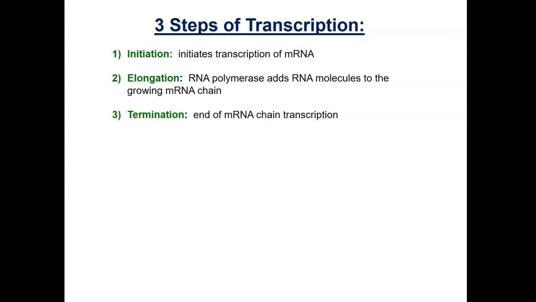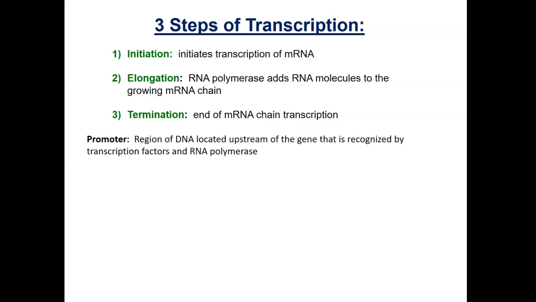Elongation is what's going to happen when RNA polymerase now makes its way down the gene itself, and we're going to transcribe that new RNA molecule going from DNA to RNA. And then termination again is where the RNA polymerase will disassemble, as well as the newly transcribed RNA, and the double-stranded DNA will come back together.